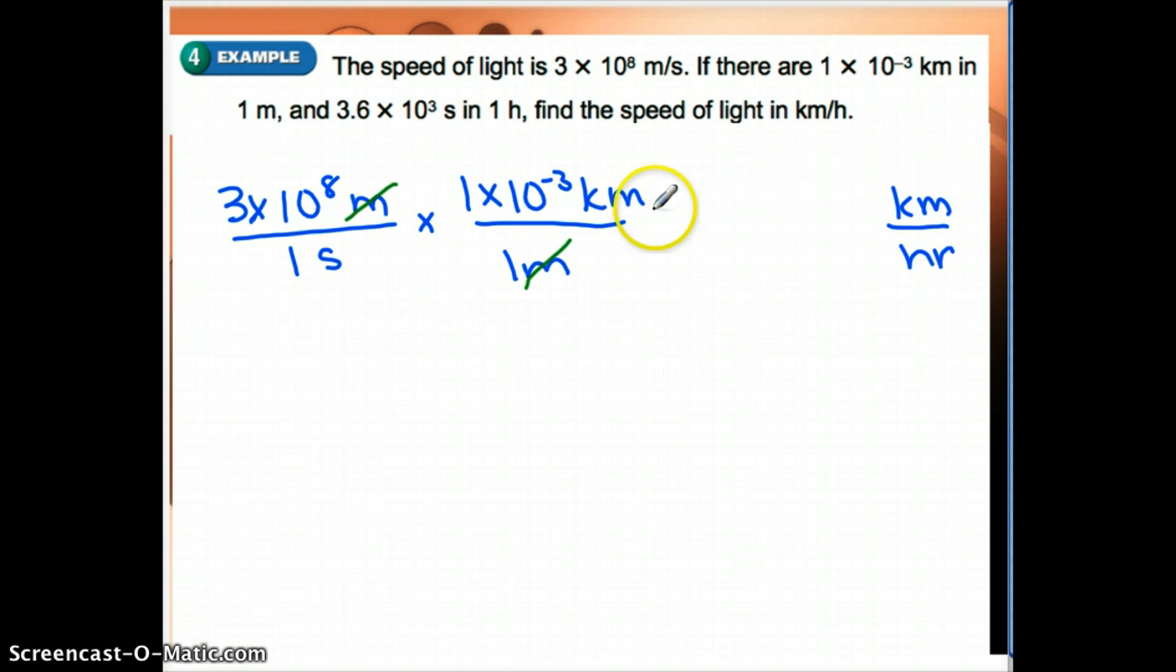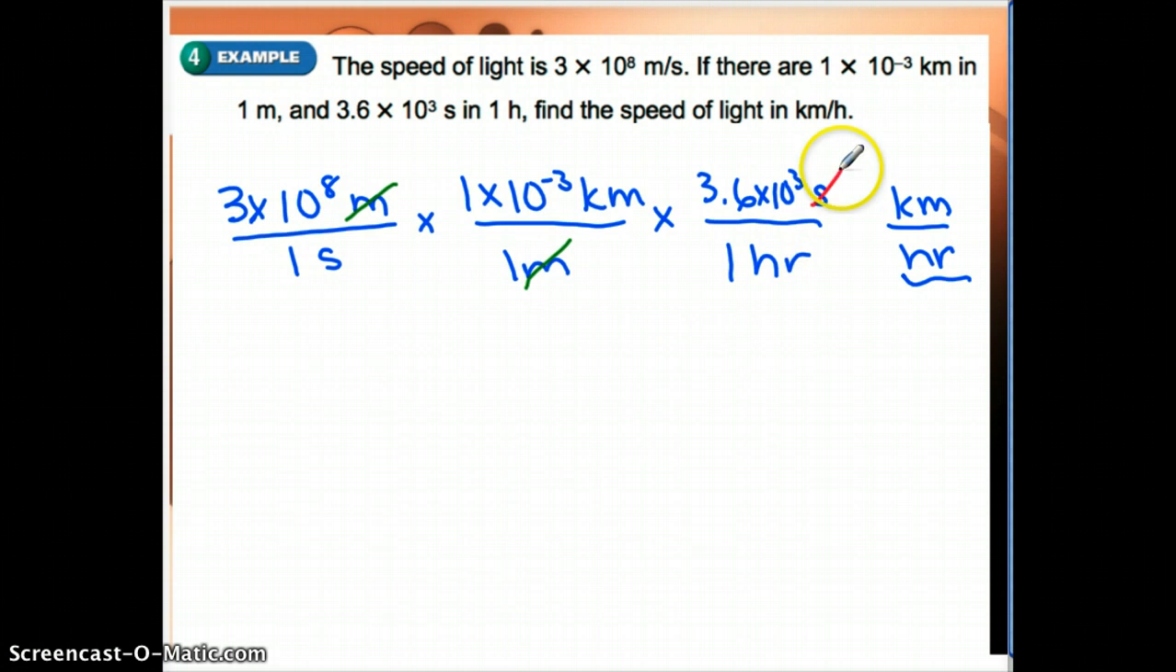Okay, and then 3.6 times 10 to the third seconds in 1 hour. I want hours on the bottom because I see that here. So I'm going to do 3.6 times 10 to the third seconds in 1 hour. Okay, and the reason why this is good again, because seconds here, on the top and the bottom, so they cancel out. So if you look at my units, on the top, the only ones left is kilometers, and on the bottom, the only one that's left is hours, and that's what I want. So I can just multiply straight across.